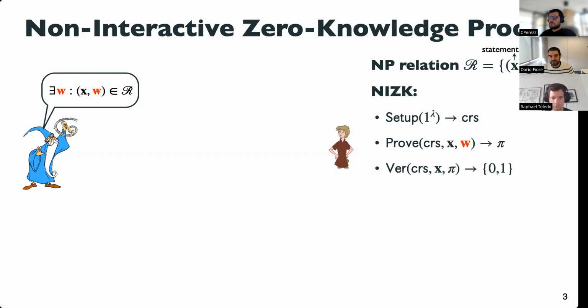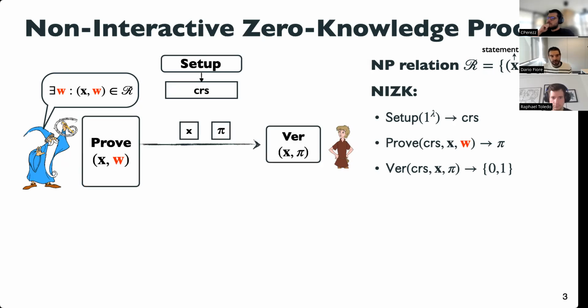More formally, a non-interactive zero-knowledge proof consists of three algorithms. There is a setup algorithm that, given the security parameter, produces what we call a common reference string. Think of it as public parameters. Using this common reference string, which is generated once and for all, the prover can use the statement X and the witness W to generate a proof. Then the verifier, simply given the statement and the proof, will accept or not. What is important, and why they're called non-interactive, is that once you have generated this CRS, the prover has to send a single message to the verifier. So they don't have to interact.